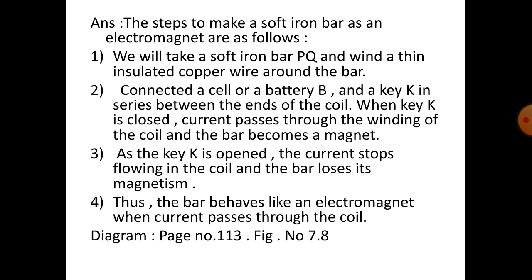When key K is closed, current passes through the winding of the coil and the bar becomes a magnet. As the key K is opened, the current stops flowing in the coil and the bar loses its magnetism. Thus, the bar behaves like an electromagnet when current passes through the coil. Diagram is given in page number 113, figure number 7.8.